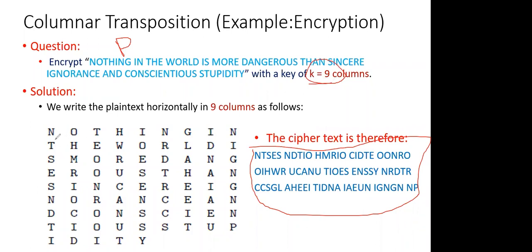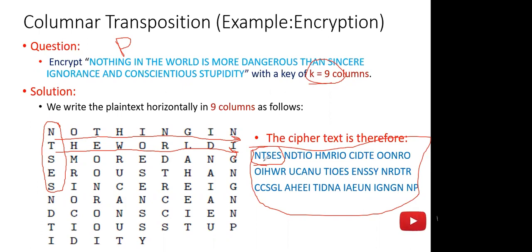So what we do is, we will write in a row form, right? Okay, but encryption will be done in a column form. See, now people will not understand what it means, NTSES, NDO, okay?